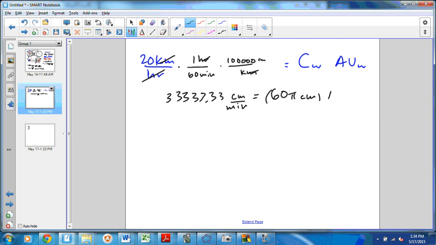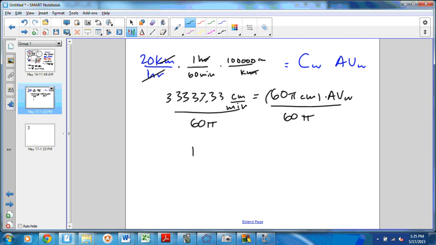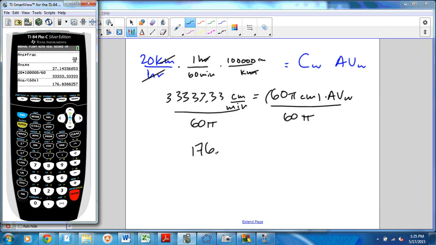And then I'm going to find the angular velocity of the wheel. So just one multiplication here. All I'm doing is dividing by 60 pi. You just have to be careful with that in your calculator. Divide by, in parentheses, 60 pi. And if you wanted to be exact, you just divide by 60 and then MathFrac it and keep the pi in the denominator. So in this case, the angular velocity of the wheel then is 176.84.